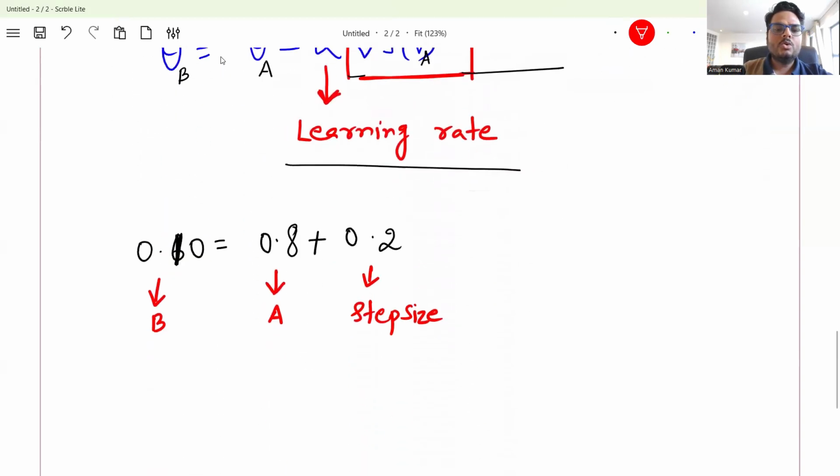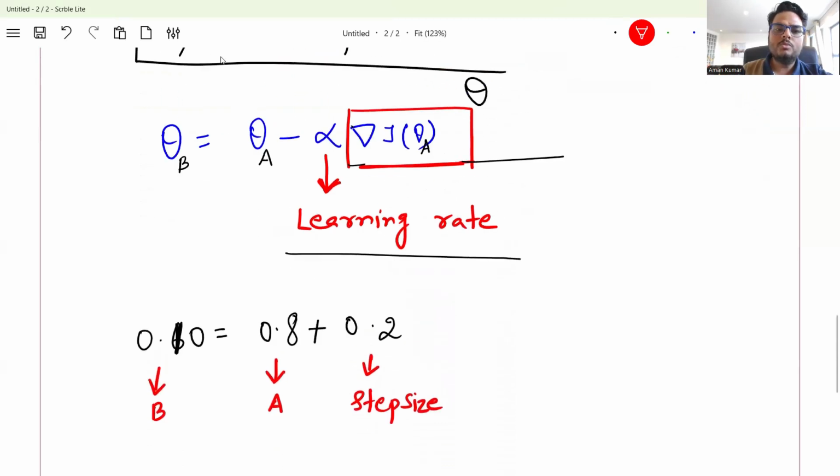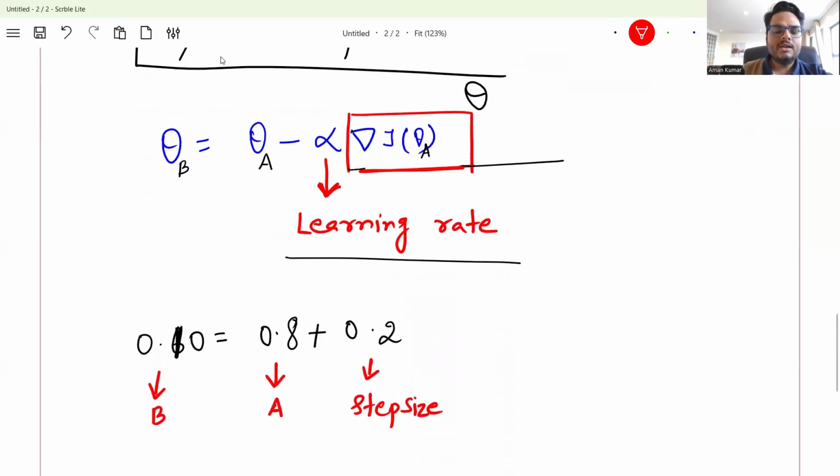Now we have understood how the steps are taken and how the loss is minimized. Now what I'm going to do is plug in the actual formula of a loss function and try to show you how gradient descent works.